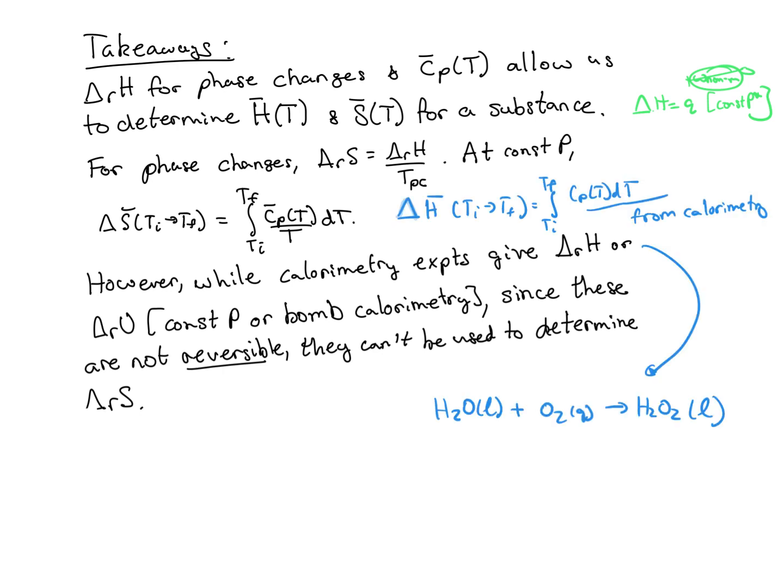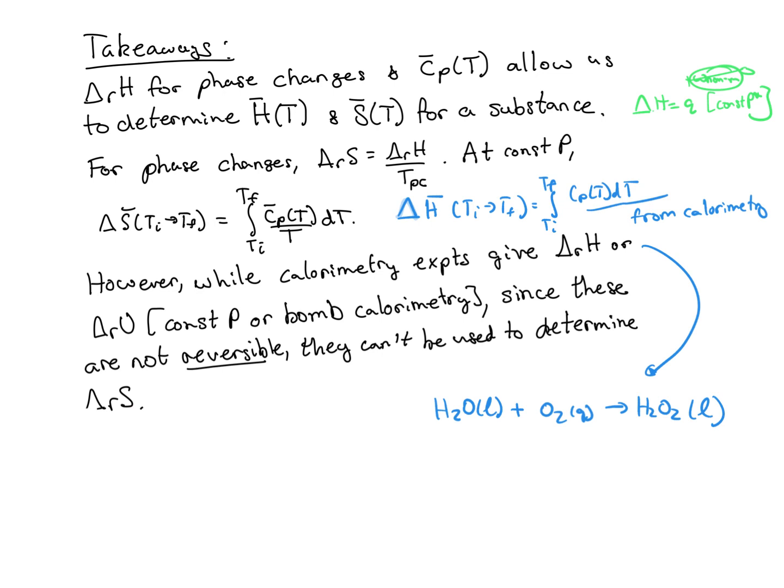The last point here, though, is that if I'm thinking about an actual chemical reaction, say water reacting with oxygen to make hydrogen peroxide, calorimetry experiments could give me delta rH or delta rU for this reaction by doing this either at constant pressure to get delta rH or in a bomb calorimeter, constant volume, to get delta rU. But since these processes are not reversible, we're not going to be at equilibrium the whole time, we can't use them to determine delta rS for the reaction.